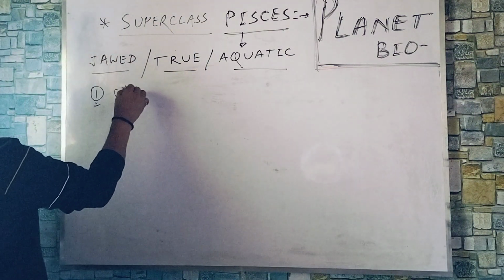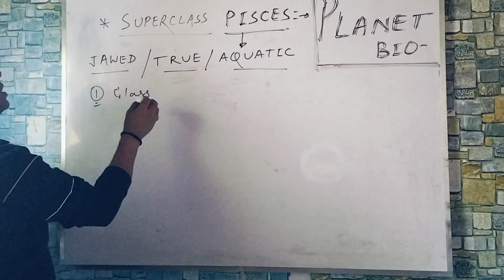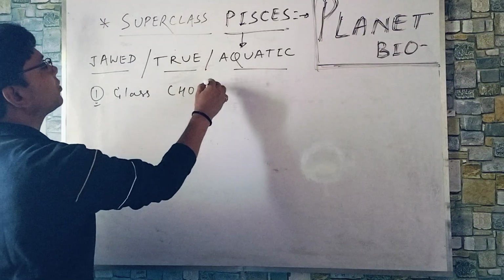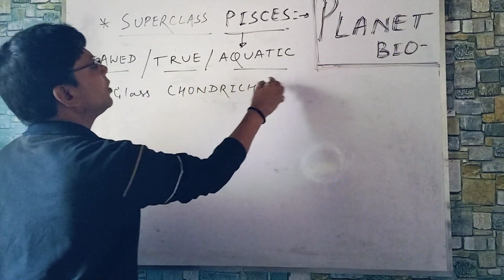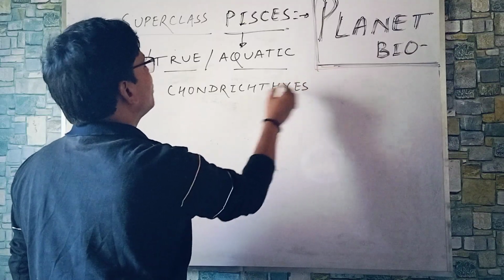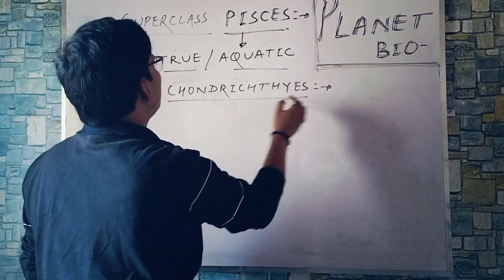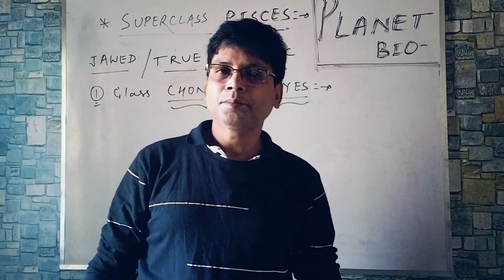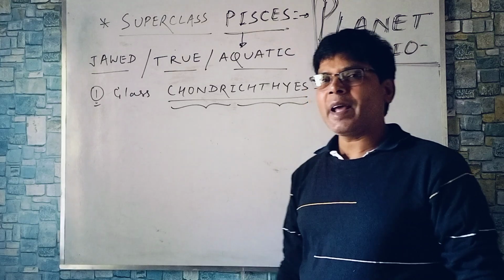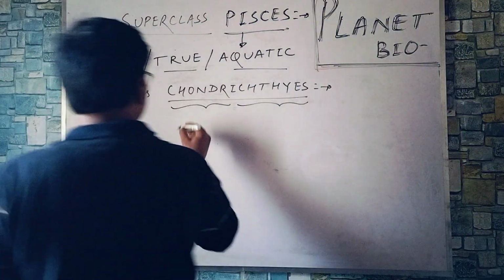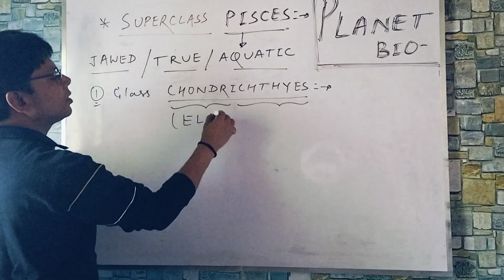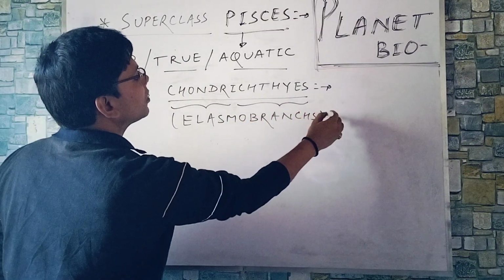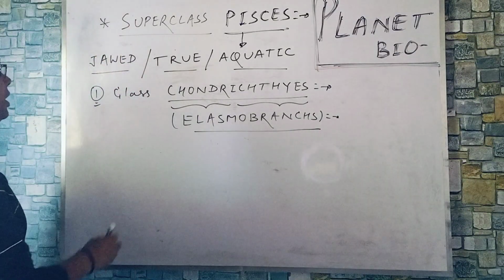First, this superclass species is grouped into two classes. First one is class chondrichthyes. Chondrichthyes, you have to write the spelling very clearly. Chondr means cartilaginous, ichthyes means fishes. Cartilaginous fishes. Some people say elasmobranchs. First point.